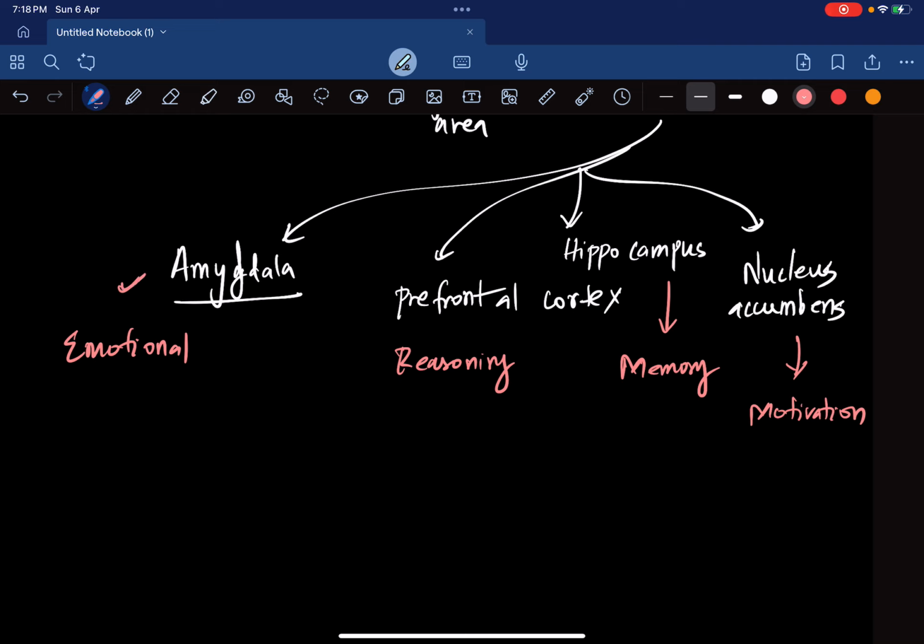Amygdala makes me feel happy. It makes me feel a sense of achievement. I have achieved something. I've graduated. I've done something. The prefrontal cortex is going to reason. It is going to pay more attention to the details. Now that I've come in the top 5% of the class, what did I do right?